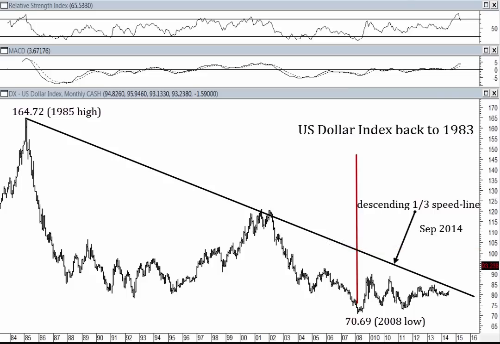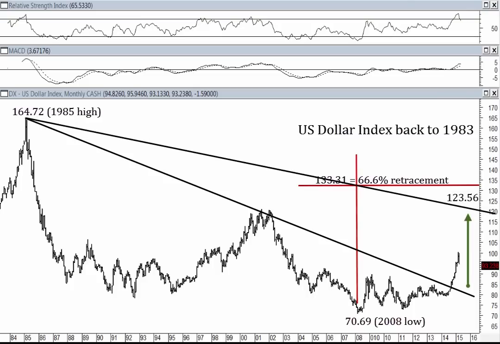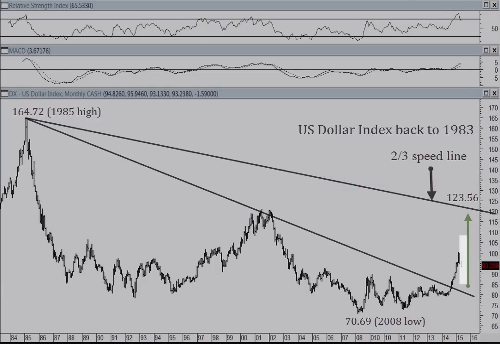In September 2014, the US dollar settled above this indicator, thereby signaling an end of the preceding 6 years of consolidation, and with that a long-term upside target at the 2/3 speed line, currently at 123.56 for the month of May 2015. We're talking big picture here, years, not months, possibly 3 to 5 years, though a reminder that currency markets have an interesting way of accelerating time horizon objectives in a very dramatic fashion.